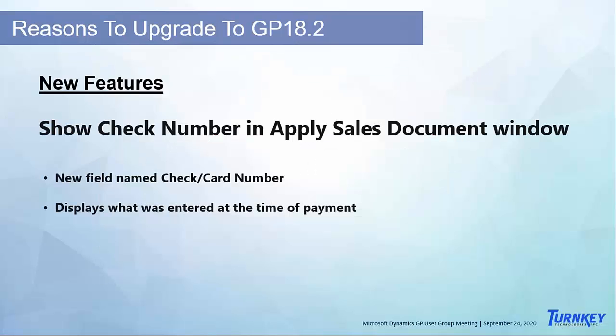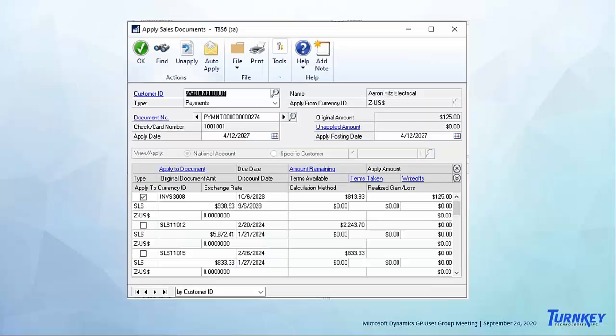In the apply sales document window, you can now see the check or card number that was entered on the payment at the time of entry. That new field is named check/card number and displays what was entered at the time of payment. You can see it listed on the left-hand side, right underneath the document number.